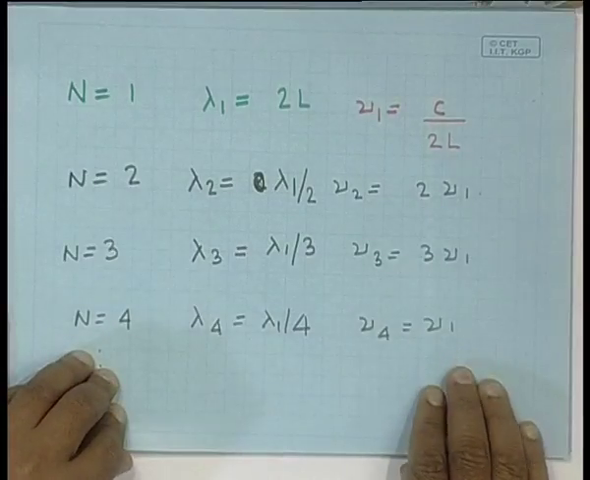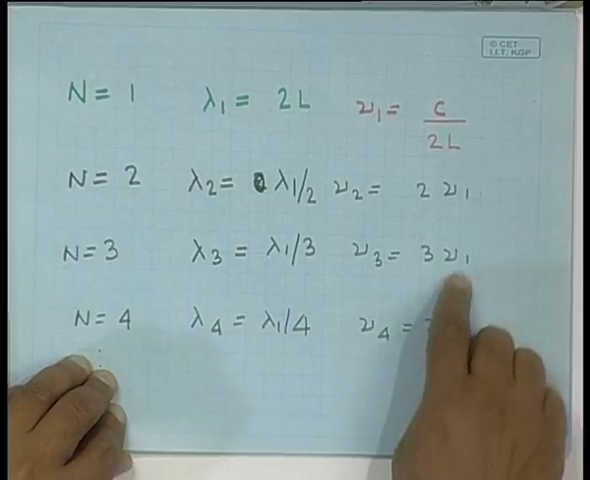So, the first harmonic, which is the fundamental mode, has a frequency C divided by 2L, where L is the length of the string. The second harmonic has a frequency which is twice this. The third harmonic has a frequency which is 3 times this. The wavelength is half, 1/3. The fourth harmonic has a wavelength which is 1/4 of the fundamental wavelength, and a frequency which is 4 times the fundamental frequency. So, these are called the higher harmonics of the string.